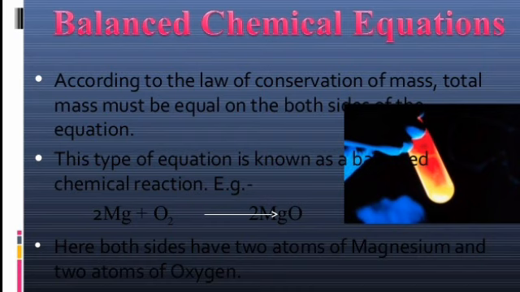So for example, here we have 2 Mg plus O2 gives 2 MgO. That is, here both sides have two atoms of magnesium and two atoms of oxygen. So this reaction is a balanced chemical reaction.